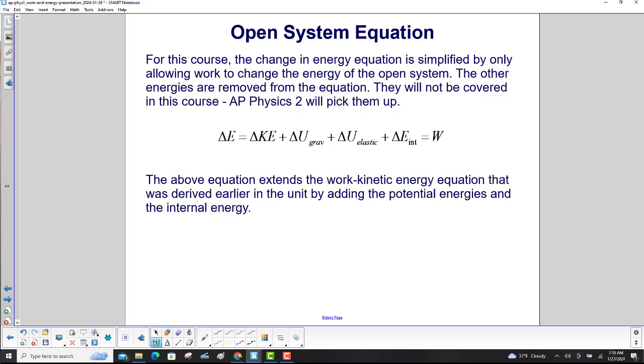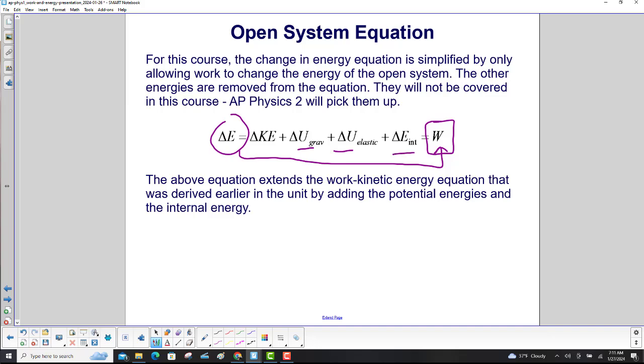For this course, the change in energy equation is simplified by only allowing work to change the energy of the open system. The other energies are removed from the equation. They will not be covered in this course. AP Physics 2 will pick them up. So now we have our change in energy is going to equal work. This extends the work kinetic energy equation that was derived earlier in the unit by adding the potential energies and the internal energy.